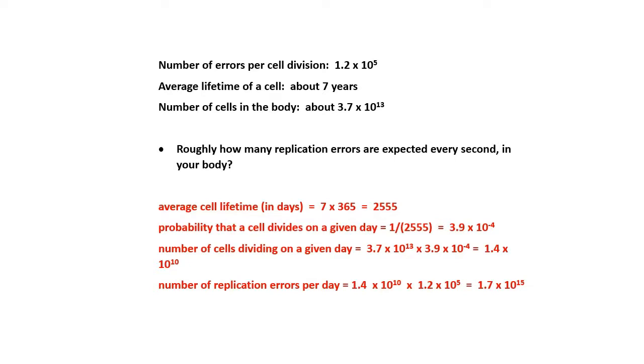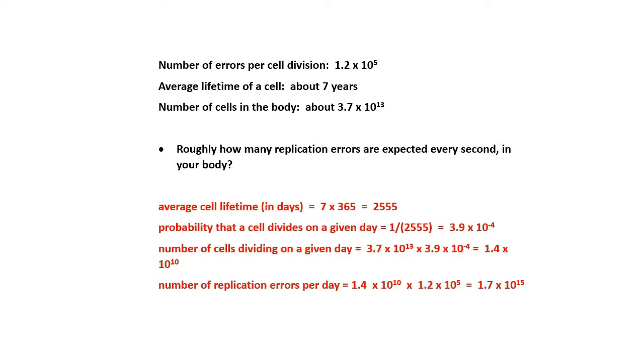And so we can work out the probability that a cell divides on a given day as just 1 over that number, which gives us 3.9 times 10 to the minus 4 as the probability of a cell dividing on any particular day. And because we have 37 trillion cells, we can multiply that number by 37 trillion to find out how many cells are actually going to divide on a given day. And we get 14 billion, which is an astonishing number. In your body, every day, 14 billion cells divide.